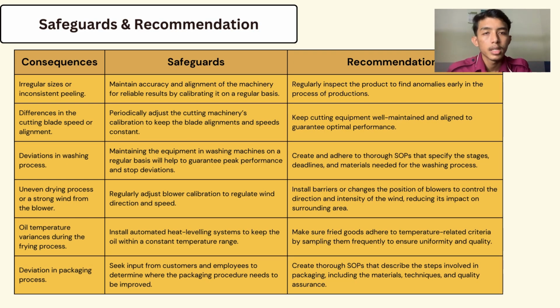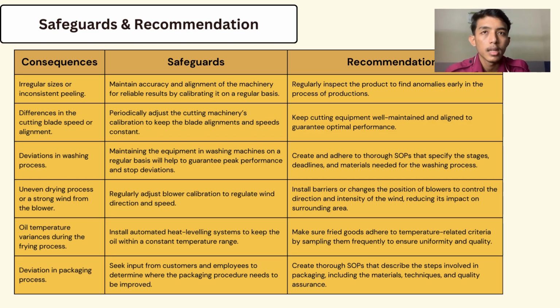Next, for the safeguards and recommendations for each deviation. So for the first deviation, which is irregular size or inconsistent peeling, the safeguard is to maintain accuracy and alignment of the machinery for reliable results by calibrating it on a regular basis. For the recommendation, regularly inspect the product to find anomalies early in the production process.